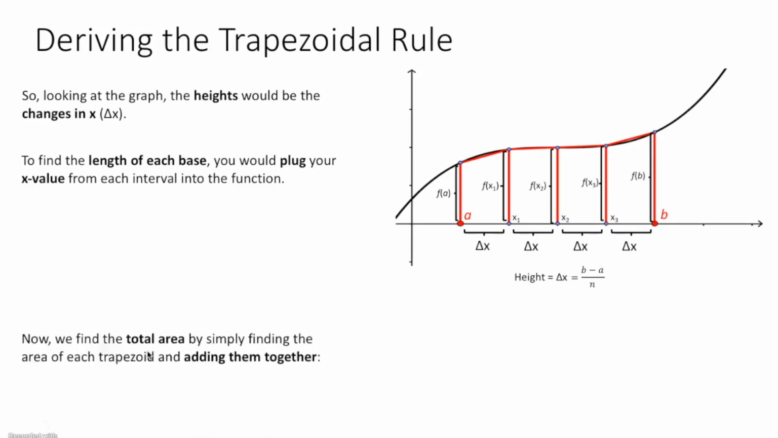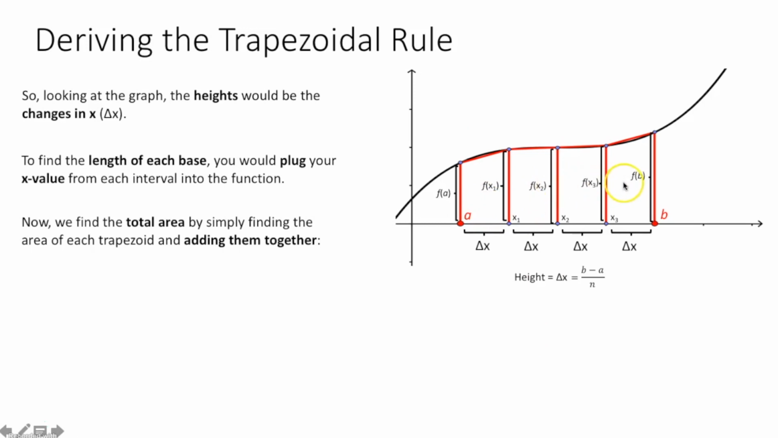Now let's go ahead and find the approximate area under the curve using the trapezoidal rule. To do that, all we have to do is find the area of each trapezoid and add them together. So the area of this blue trapezoid is 1/2 the sum of the bases, f of a plus f of x sub 1, times the height, which is delta x or h.